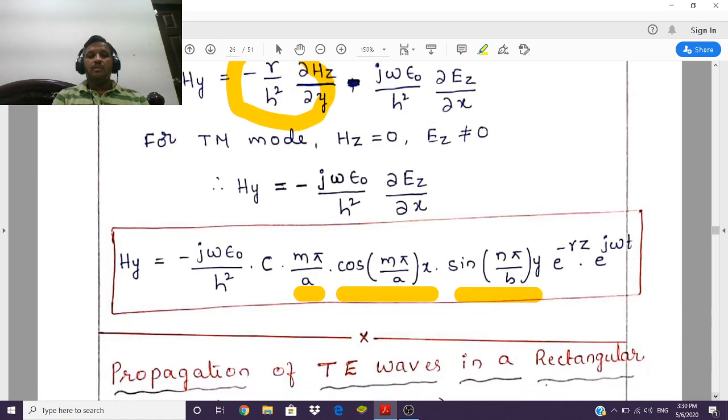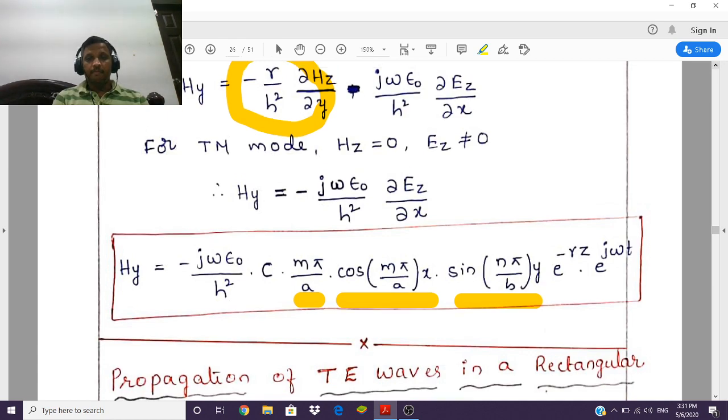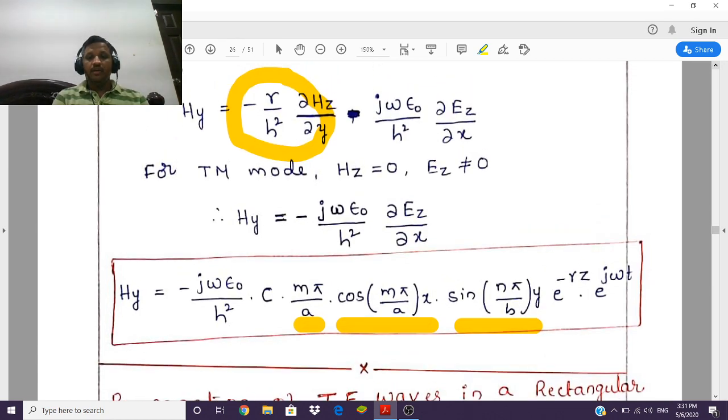If possible, try to write all these expressions at one place and try to remember, because you may not get problems on these kind of formulae in engineering, but in GATE 100% you will get one question which is a 2 marks question. If you remember these, then only you can answer them. Okay, that's the end of transverse magnetic mode of analysis.